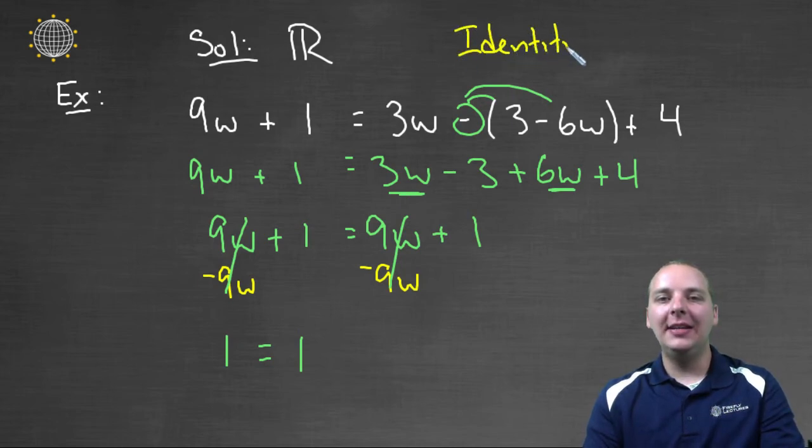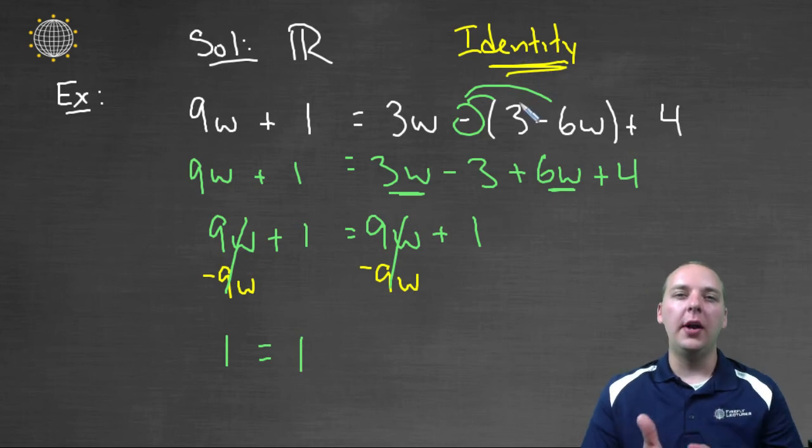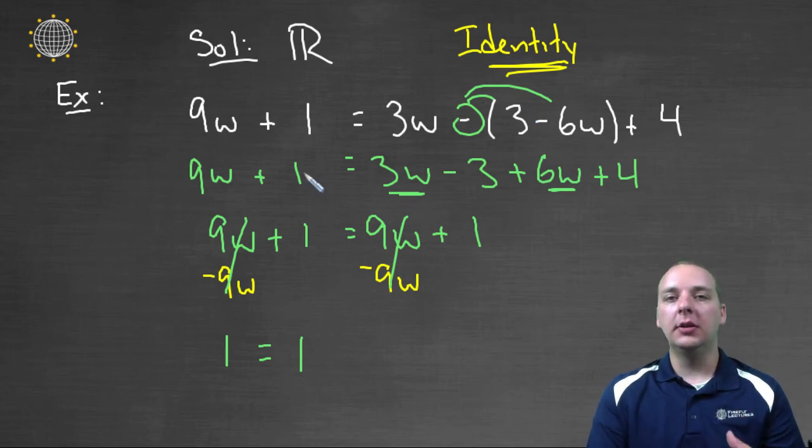So identities and contradictions are a little bit more rare than your normal linear equation that has one solution, but we should at least be familiar with them because there is a good chance we'll see these guys from time to time.